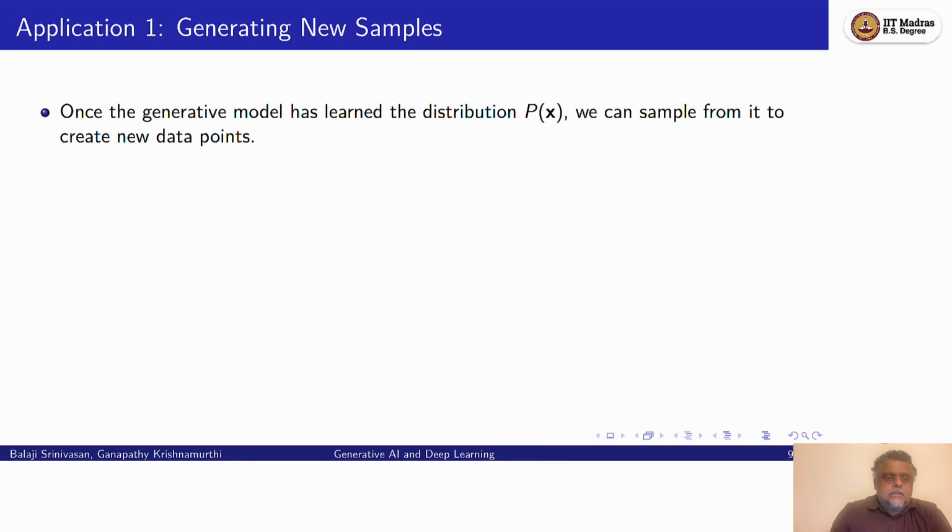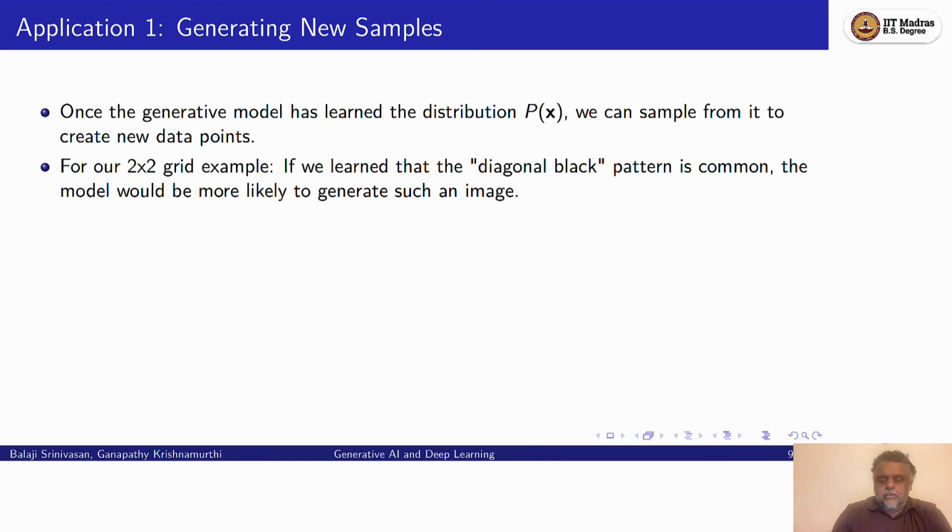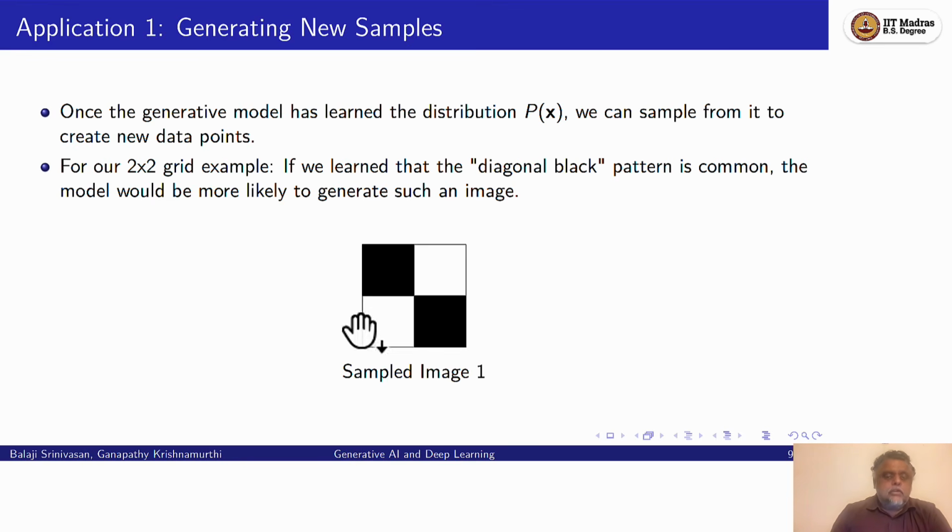Once a model has learned P of x, what do you do with it? We can sample from it to create new data points. How do we do this? For instance, in our 2x2 example, if we know that the diagonal black pattern is common, and we know the probability distribution, and we sample the most probable point, which would correspond to a diagonal black pattern, that is most likely the image we would generate. So this would be a sampled image. Why? Because we know that this occurs often, therefore the probability of this particular image is very high. Therefore, when we sample from that distribution, we'll end up sampling an image like this.